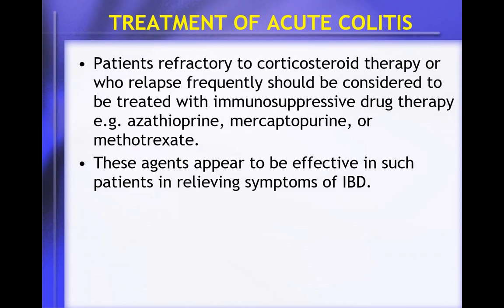The patients refractory to corticosteroid therapy or who relapse frequently should be considered for immunosuppressive drug therapy as well. For example, with azathioprine or 6-mercaptopurine or methotrexate or other alternatives. These agents are immunosuppressive agents. They appear to be effective in such patients in the relief of symptoms of inflammatory bowel disease.